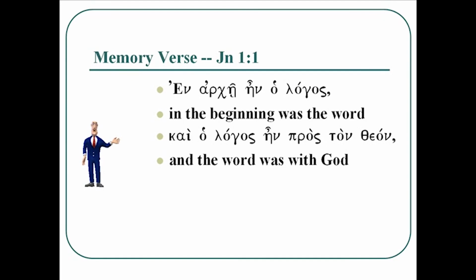The second line is kai ho logos En pros ton theon, and the Word was with God. The word En, by the way, is used twice here, means was. Once again, the second line, kai ho logos En pros ton theon.